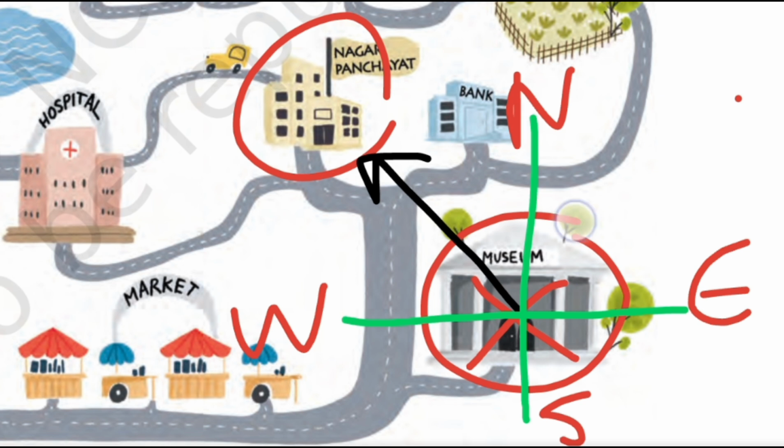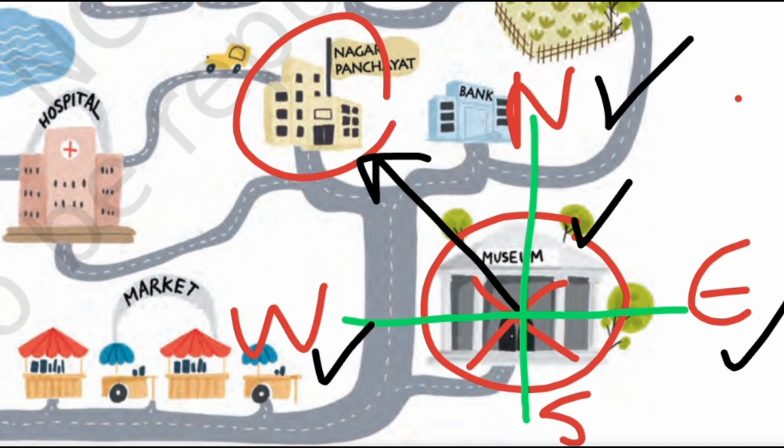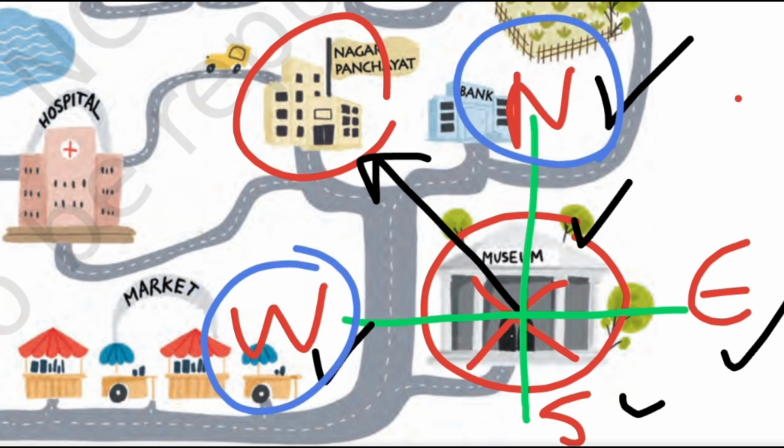So just consider the reference point. On the right side you mark east, on the left side you mark west, on the upper side you mark north, and on the lower side you mark south. And you can see this particular Nagar Panchayat is present in which direction? In between which directions? Here it is north. That particular Nagar Panchayat is present between the north and west, isn't it? This particular direction is between the north and west, and then you can say that the Nagar Panchayat is in the dash direction. You just comment.